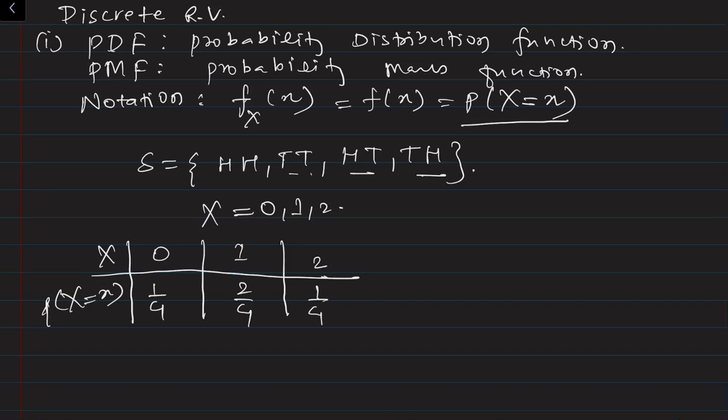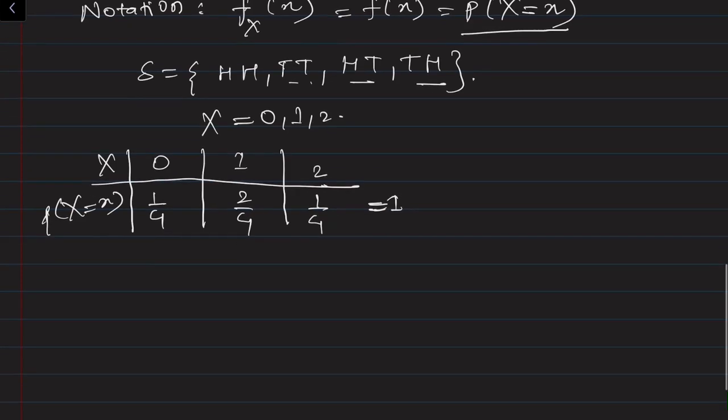This is again 1/4. Now, the sum of the probabilities or the sum of the PDFs should be equal to 1. If it is not equal to 1, then you must have made some mistake. All right, so you can add this. This is 1. We can write this as P(X = 0) is 1 over 4. All right, because this is the probability.